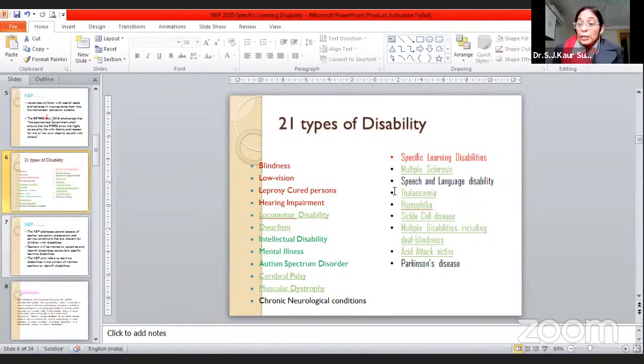And besides this, the government has reserved some percentage; there is a quota for government jobs, and some housing schemes also give 4% for persons with these types of disability.